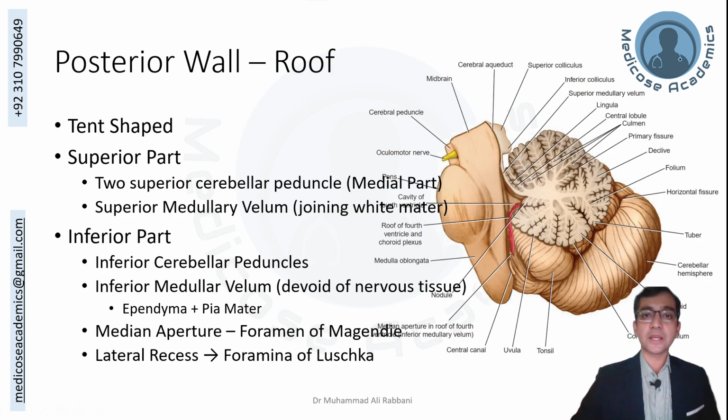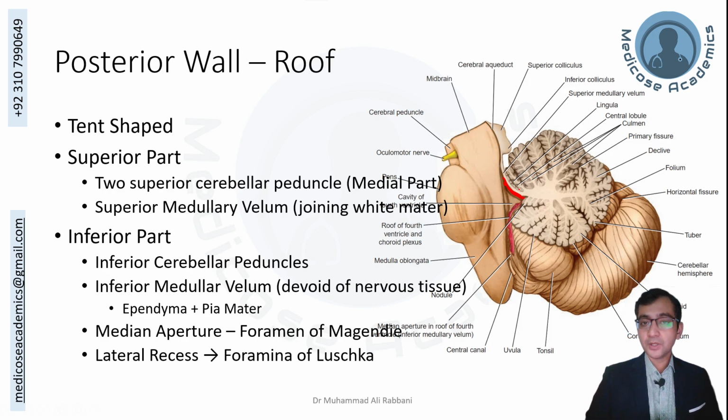On the posterior aspect, as you can see, this is slanting upward. This whole part, the posterior aspect, is called the roof, the posterior wall, and the anterior wall is also called the floor. This is the floor. The roof has two parts. This is the part between the two superior cerebellar peduncles.